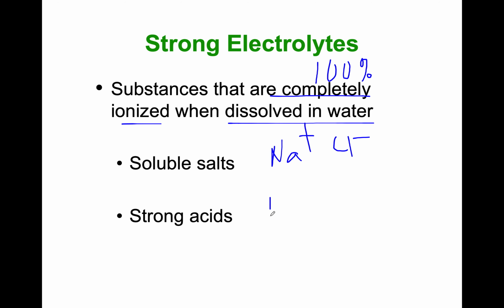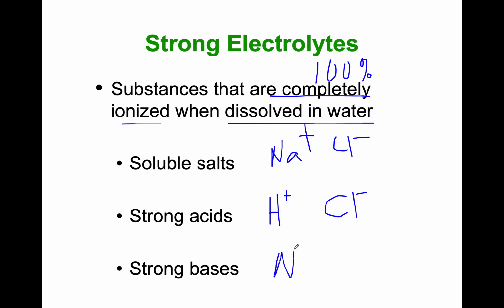Strong acids. You go into great detail in CHEM200 about what strong acids are, but here, hydrochloric acid is an example of a strong acid, so it ionizes 100% when it goes into solution. Same with strong bases, for example sodium hydroxide. Now this is a hydroxide group, not an alcohol group like we saw earlier. That's also a strong electrolyte.